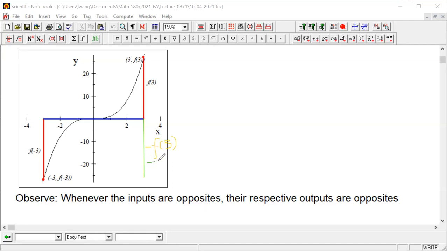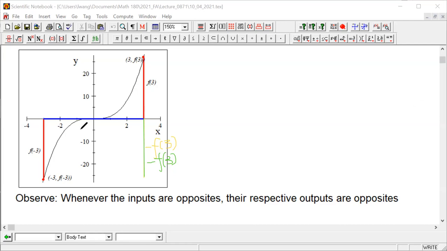Okay, this is the negative of f of -3. Do you guys see that? And now the green and this red are the same. That's the visual. Do you guys follow me? Yes?